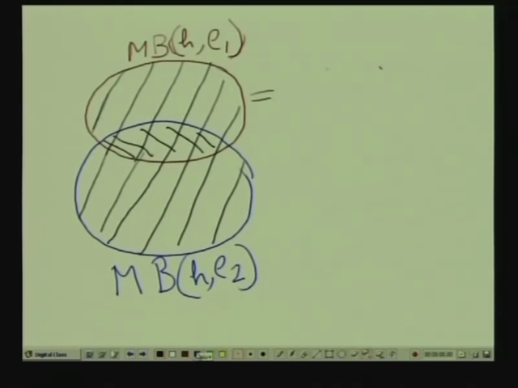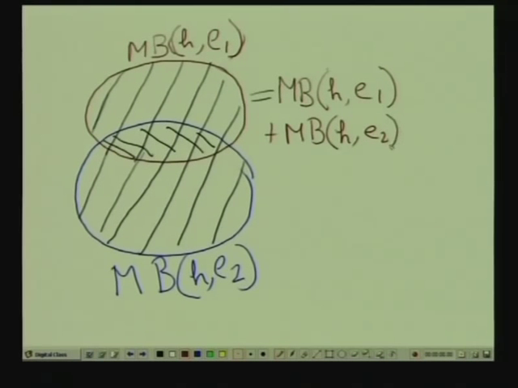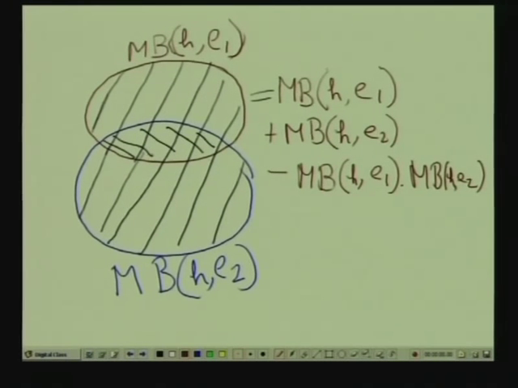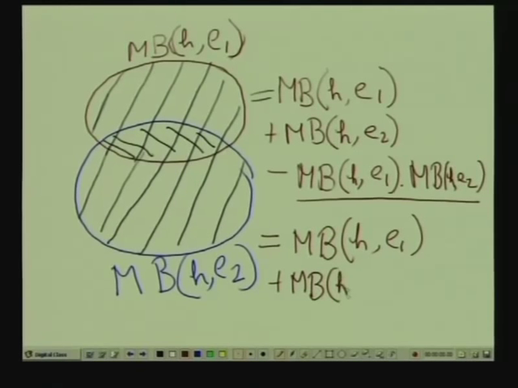Say, I can write this part as MB HE1 plus MB HE2 minus MB HE1 MB HE2. This part is common. This is the common part here. So, if I take the common part out, it will be MB HE1 plus MB HE2 times 1 minus MB HE1, right?